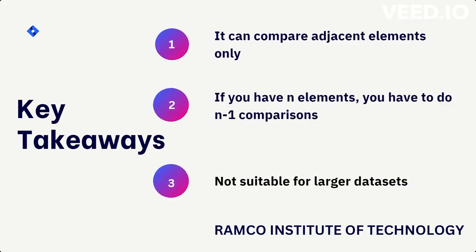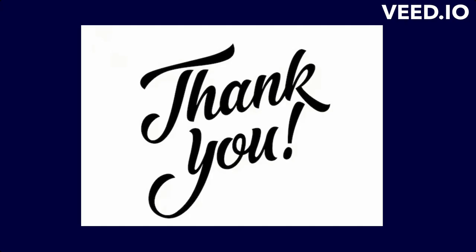The key takeaways from the bubble sort algorithm are, first, it can compare adjacent elements only. Second, if you have n number of elements, you have to do n minus 1 comparisons. And third, it is not suitable for larger data sets. So that's all about the bubble sort algorithm.